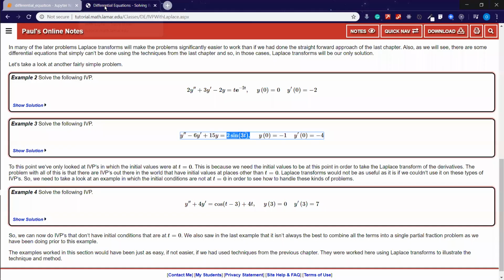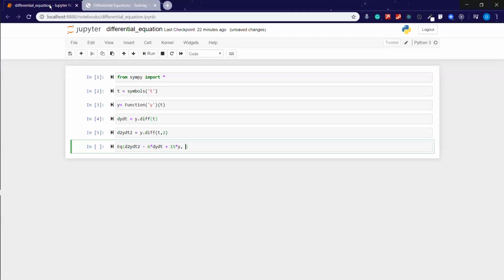And I believe we have 2 sine 3t. So that's going to be 2 multiplied by sine, open brackets, 3 multiplied by t.